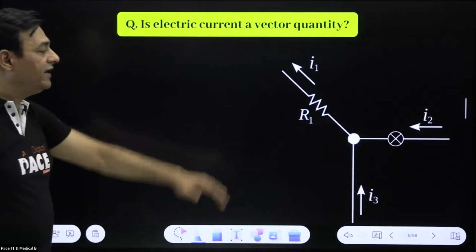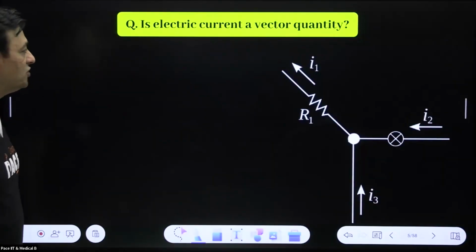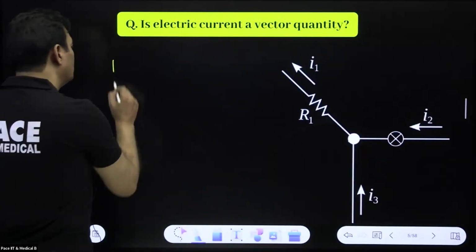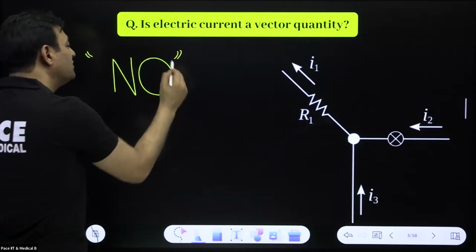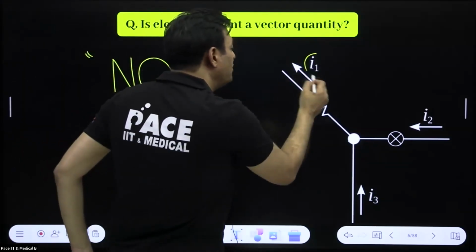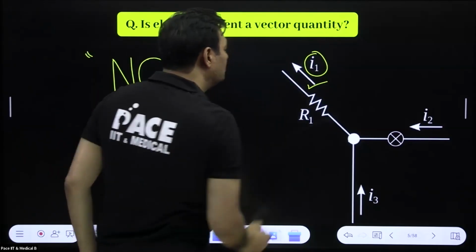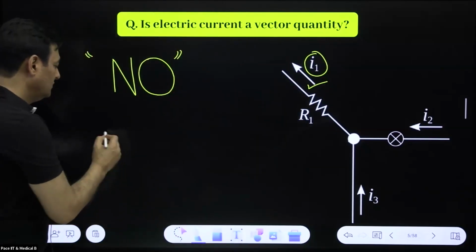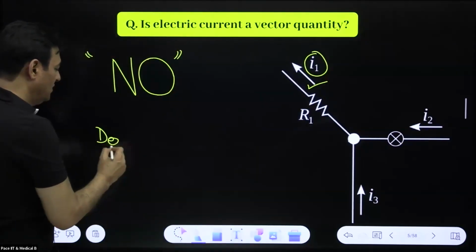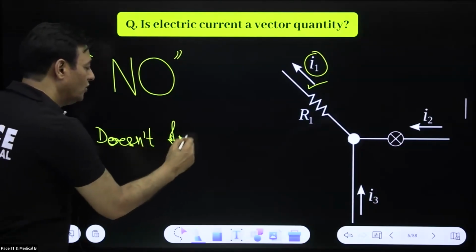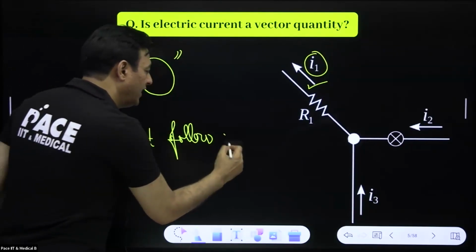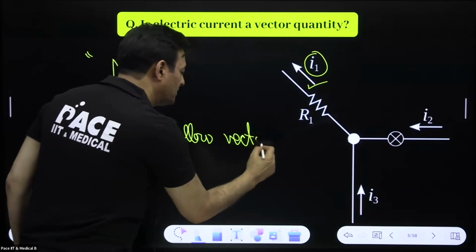Is electric current a vector? No, sir. Yes or no? No, sir. Why is it not a vector? Because it has magnitude and it has direction. Because it does not follow the laws of vector algebra.